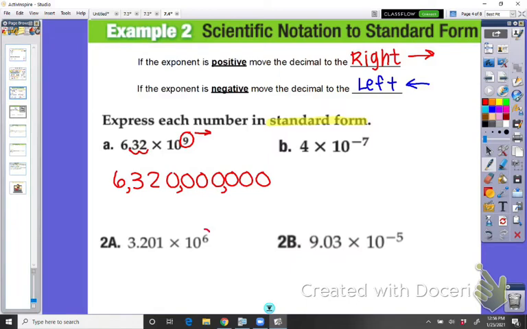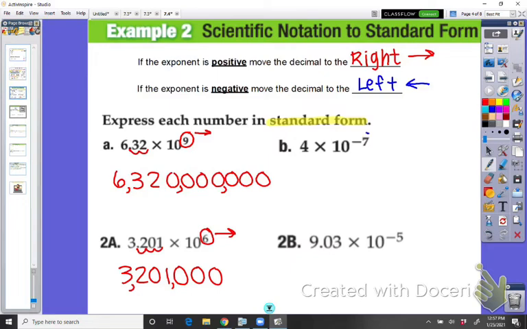Likewise, 2a is to a positive 6, so that's moving 6 swoops to the right. So 1, 2, 3 gets me to the end of 3, 2, 0, 1. And I need 3 more zeros as placeholders. Fill in your commas.